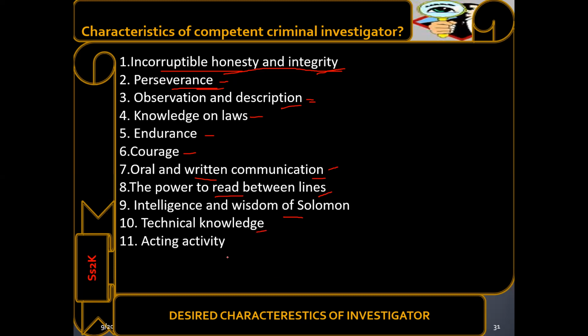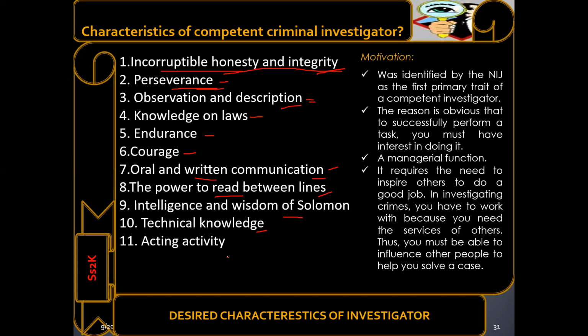Interacting ability is the capacity of the investigator to deal with different types of people. Dahil gaya ng nasabi ko kanina, pag ikaw ay nag-iimbestiga, iba't ibang klase ng tao ang inyong makakasalamuha. However, the National Institute of Justice identified motivation as the first primary trait of a competent investigator. Sabi nila, motivation ang pinaka-importanteng characteristic ng investigador.